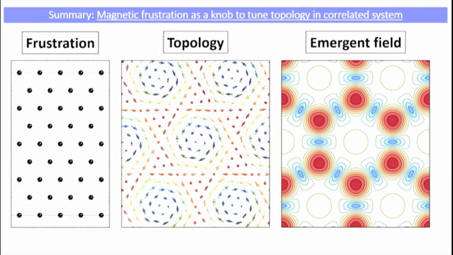So okay, this is a summary of my talk. The magnetic frustrated system has a relatively simple crystal structure, bringing just the triangular lattice or a honeycomb or something, and you can achieve the magnetic frustration. But even with these simple structures, you can realize a very complicated spin structure like a Skyrmion, which has a topology, and this enables the giant topological Hall effect due to the emergent magnetic field. So this is the main message. The magnetic frustration can be used as a knob to tune the topology in condensed matter.